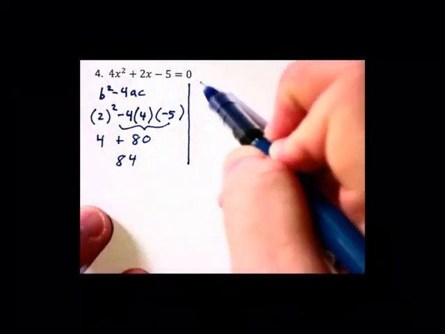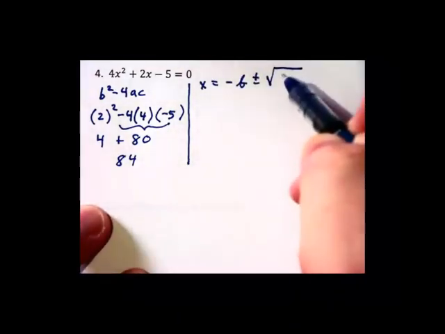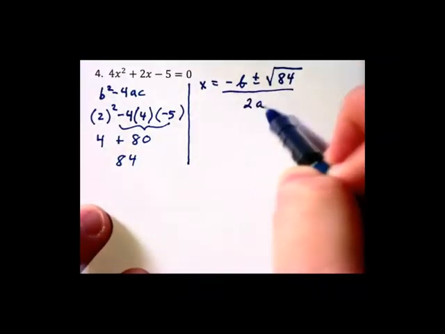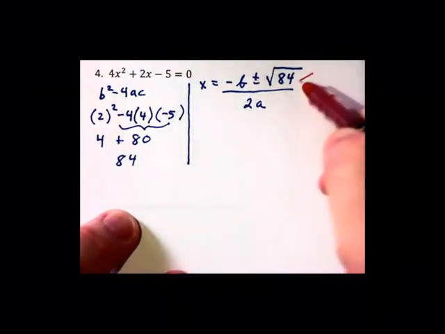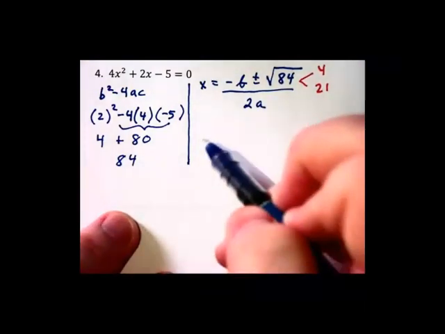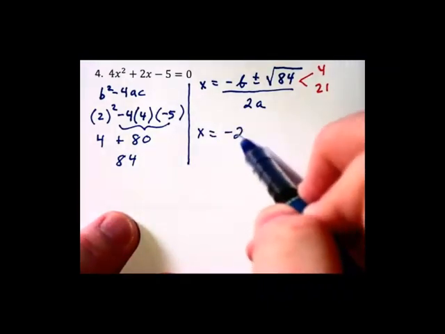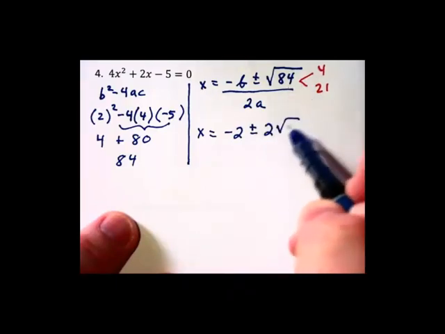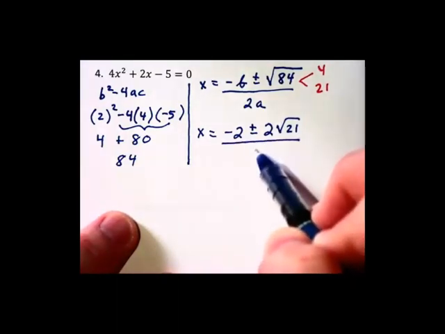Now I'm going to move on and say x equals negative b plus or minus, and instead of writing b squared minus 4ac, I'm just going to write the 84, which I found, all over 2a. Now in this problem, 84 can be broken down. It's 4 times 21, and that 4, as you know, is a perfect square. So on this next line, x equals negative b, I'm going to have negative 2 plus or minus, I'm going to rewrite that root 84 as a 2 root 21, all over 2a, which is 2 times 4, which is 8.